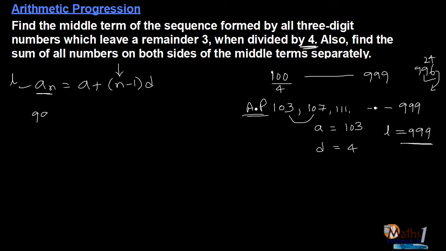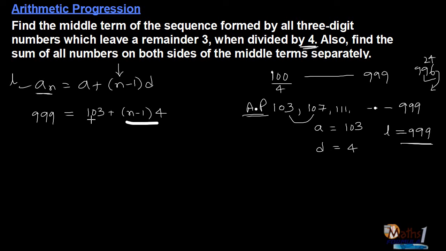So 999 equals a, which is 103, plus n minus 1, and common difference is 4. Never multiply this n minus 1 into 4 and then again take common. That's a long process, you'll be wasting time. Most of this multiplication and division I'll be doing using my Vedic method in my mind. But if you are not comfortable with that, just use simple addition and subtraction. The main thing is that how you simplify actually matters the most.